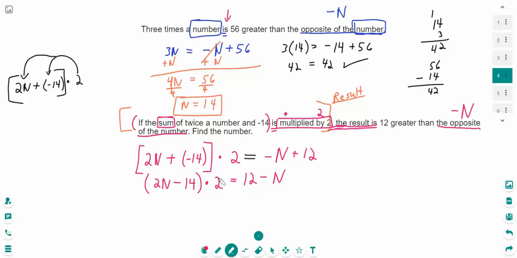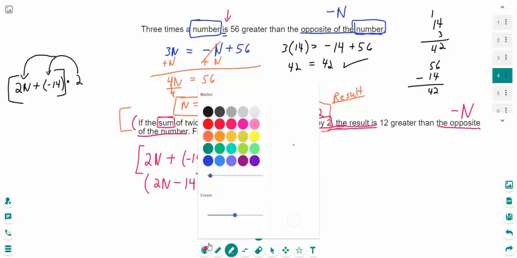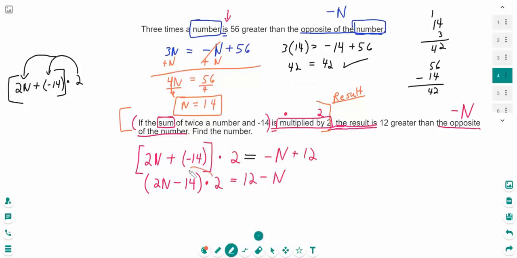Okay, now we can simplify, so we can multiply our 2 through the parentheses here. Distributive property, right? So 2 times a 2n is going to give us a 4n. 2 times a negative 14 is going to give us a negative 28. Equals, and on this side we still have our 12 minus n. Okay. Now we can get our n's onto one side.